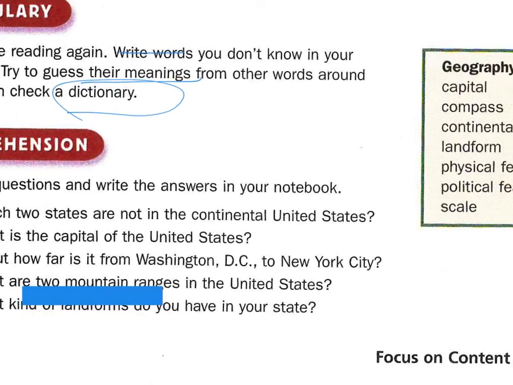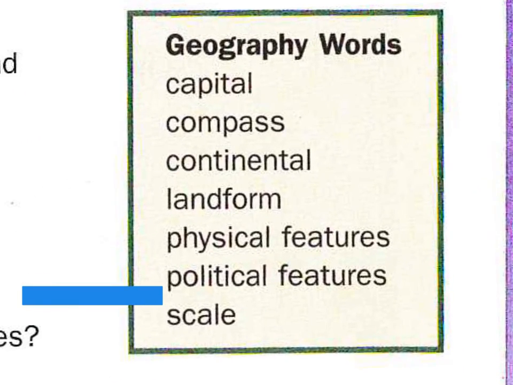Okay, let's look at the vocabulary again. Geography words. Capital, compass, continental, landform, physical features, political features, scale.